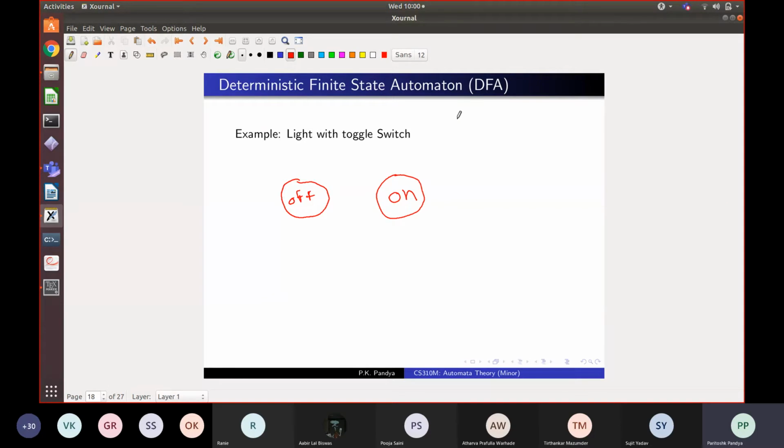So the set of states, and this is finite, is denoted by Q. We have got these two states. There is an initial state in which the system starts, a unique initial state, and that we denote by putting an arrow pointing to it. So the system starts with the light being off.